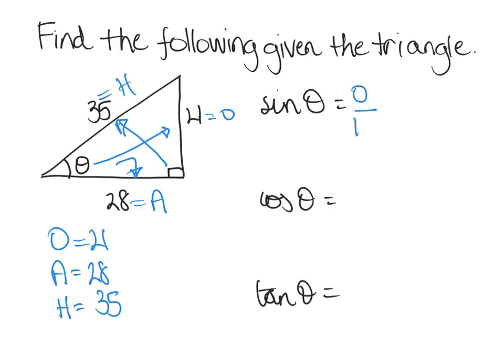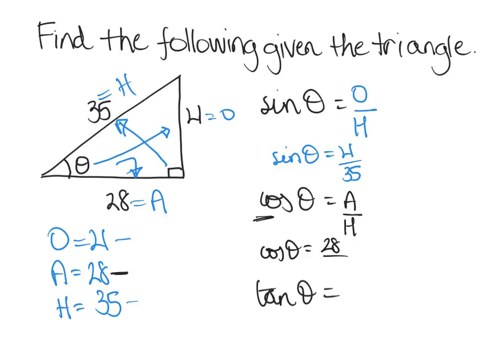Now, we have sine here. Sine is equal to the opposite over the hypotenuse. So sine of theta will be equal to 21 over 35. Now, the cos angle here, well, cos is equal to the adjacent over the hypotenuse. The adjacent side is equal to 28. The hypotenuse is equal to 35. So cos will be equal to 28 over 35.